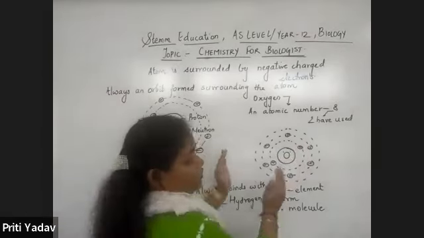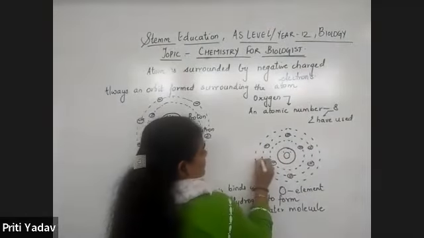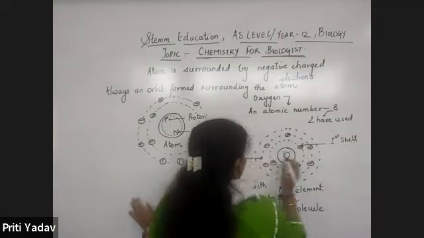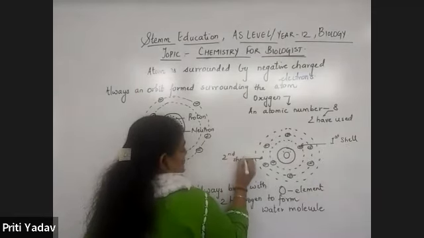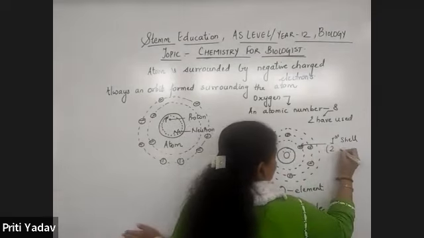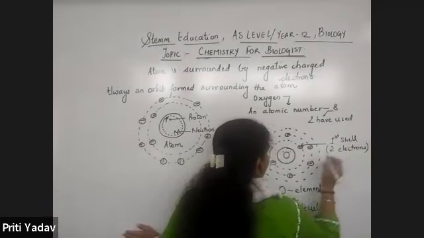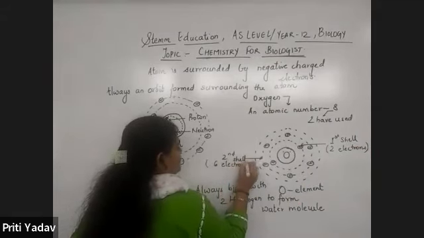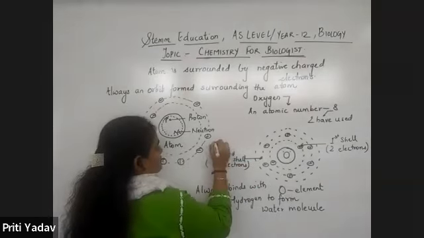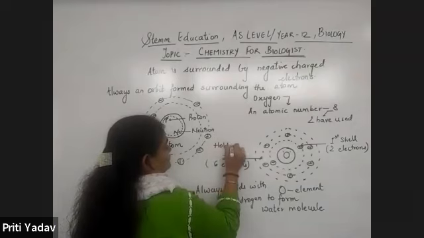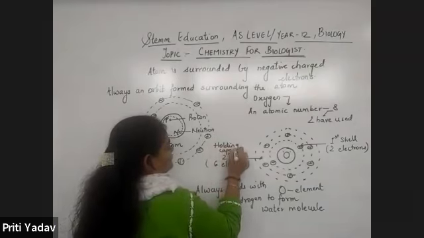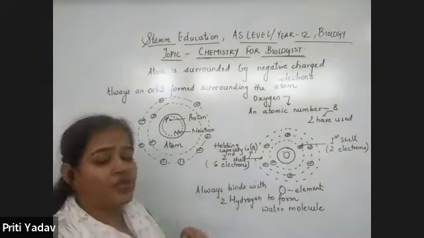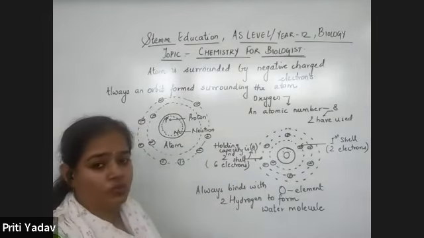This is how the total 8 electrons have been fixed. This is the first shell, second shell. The first shell already shows presence of 2 electrons, whereas the second shell shows presence of 6 electrons. And the holding capacity is 8 for the second shell, whereas for the first shell, the holding capacity is 2 itself.